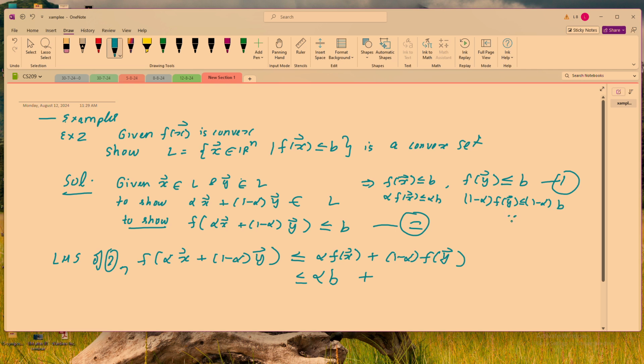Because alpha belongs to 0 and 1, it's positive. So 1 minus alpha is also positive. So you can put this in this inequality. Is everybody with me? So we substitute that 1 minus alpha b. Now what do you get? Alpha b cancels out. So you're left with b. So hence this is equal to the right hand side of 2, which you wanted to prove.